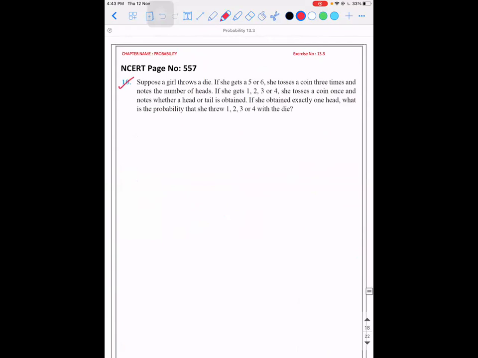Let's look at the 10th one. Suppose a girl throws a die. If she gets a 5 or 6, she tosses a coin 3 times and notes the number of heads. If she gets 1, 2, 3, or 4, she tosses a coin once and notes whether a head or tail is obtained. If she obtained exactly one head, what is the probability that she threw 1, 2, 3, or 4 with the die?